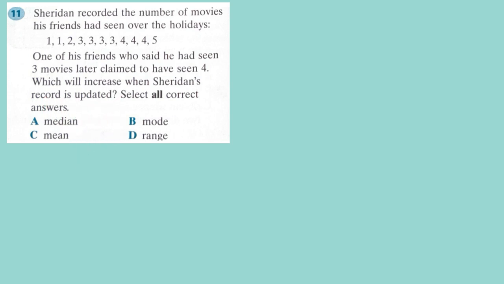Will it be the median? Will it be the mean? Will it be the mode or the range? Or maybe more than one? Now just remember the question says which will increase.